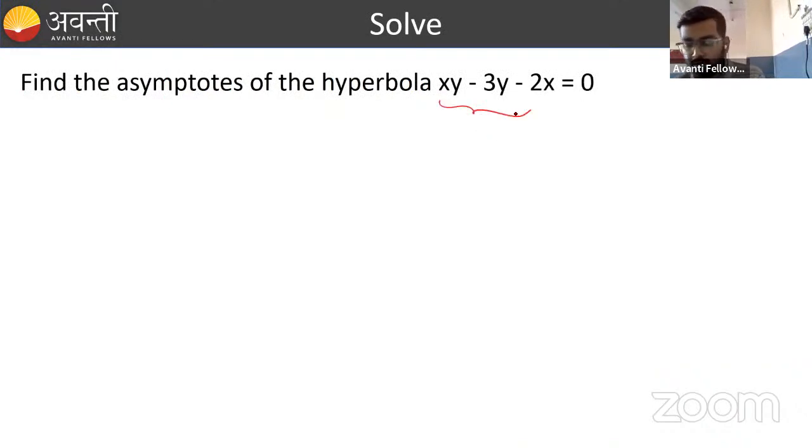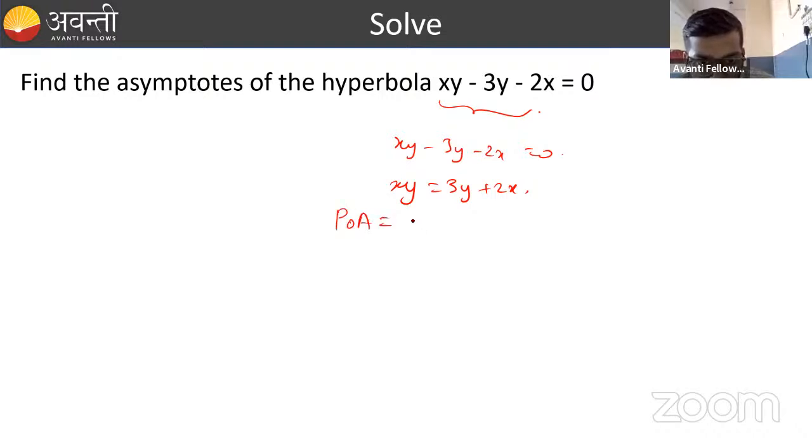Now find the asymptotes of the hyperbola. We have to find the asymptotes of the hyperbola xy minus 3y minus 2x equals 0. This can be written as xy equals 3y plus 2x. Now the pair of asymptotes can be written as xy minus 3y minus 2x plus lambda.